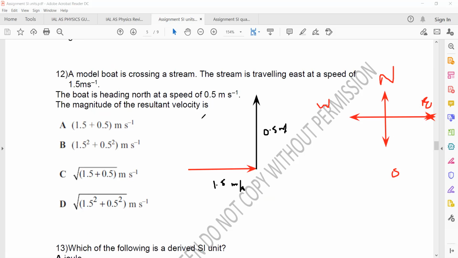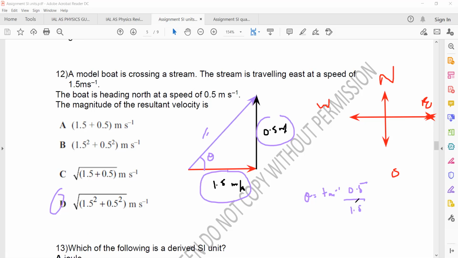How can I find the resultant? So what will be the answer if I need the resultant here? It is making a right angle triangle. Yeah, I will use the Pythagoras theorem. Base square plus perpendicular square equals hypotenuse square, and the square root gives the hypotenuse. And if they ask for the angle with the x-axis, then theta equals tan inverse of perpendicular, which was 0.5, divided by base, which equals 1.5.